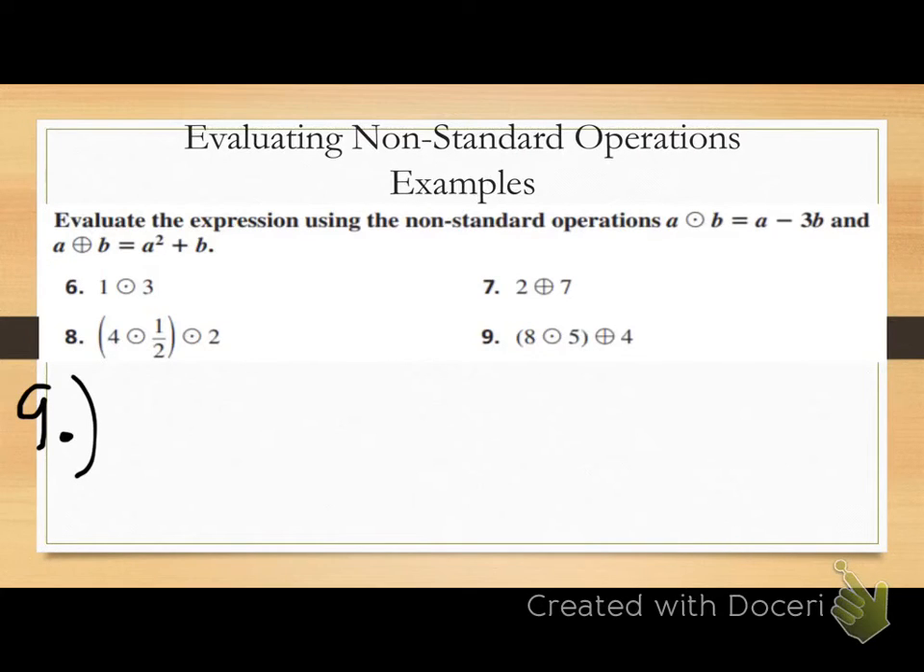Number 9. 8 circle dot 5 in the parentheses circle plus 4. My apologies. What am I doing first? Parentheses. So I'm doing 8 circle dot 5, not worrying about circle plus 4 yet. So in the parentheses, what's my A value? 8. What is my B value? 5.